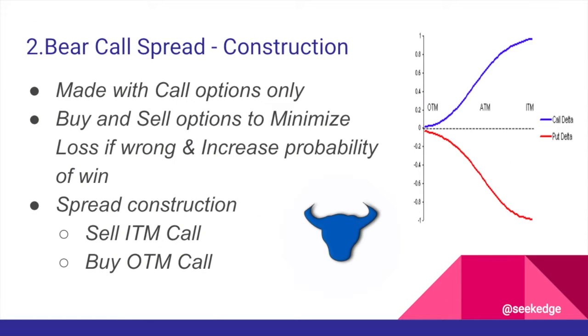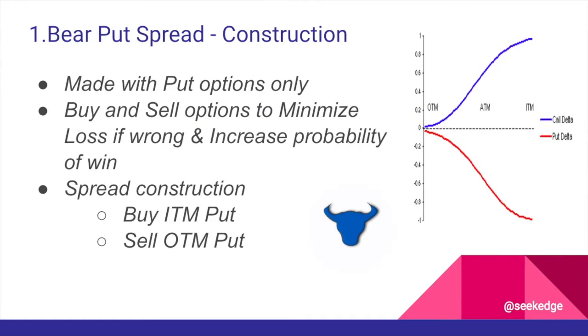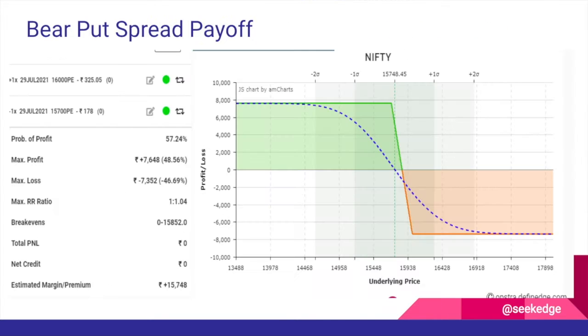Yes, so net premium, we can see that is 325 minus 178, somewhere near 150 it will come. That 150 we have to subtract from the 300, which is the strike difference. So it will come to somewhere near 150 something. That multiplied by the lot size, which for 29 July is 50, will come to the maximum profit that is mentioned here, which is 7,648.